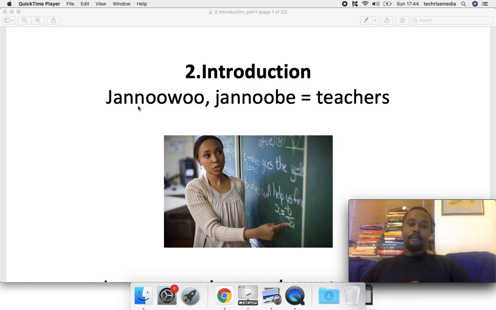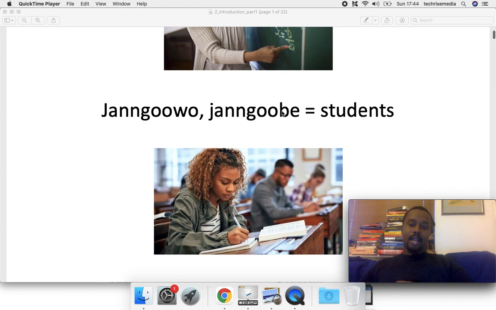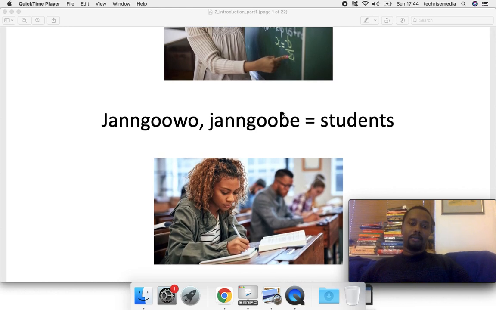So for example, we have the plural here, which is Janobe. Be means more than one person. Wo means pretty much one person, right? So that's Janowo, Janobe. And we have the same thing, Jangowo. So Jangowo, Jangobe, right?